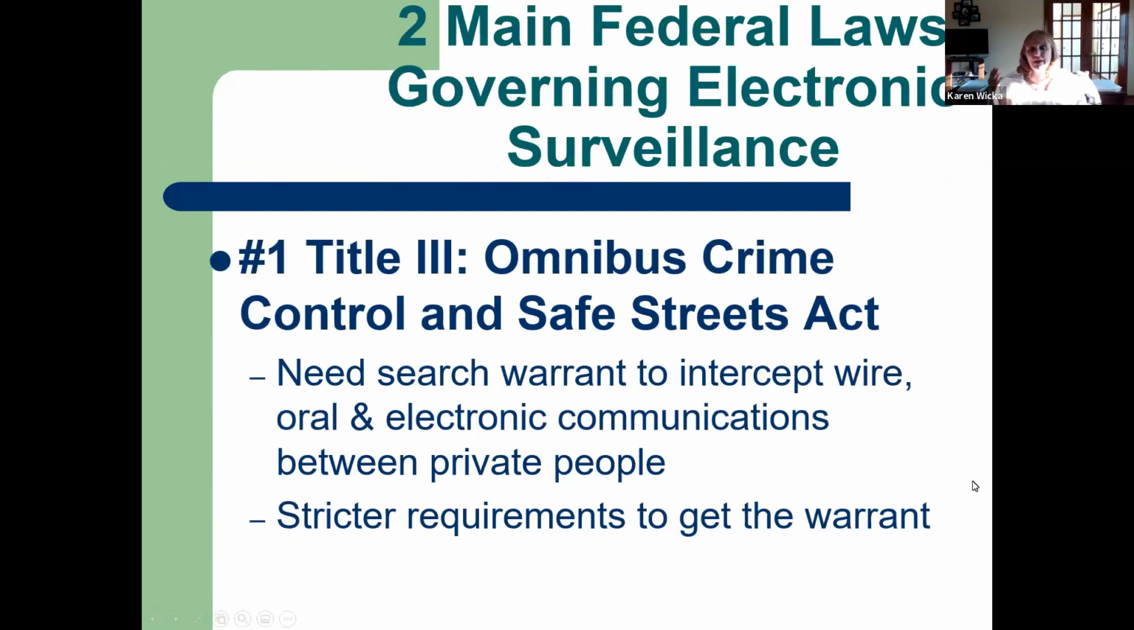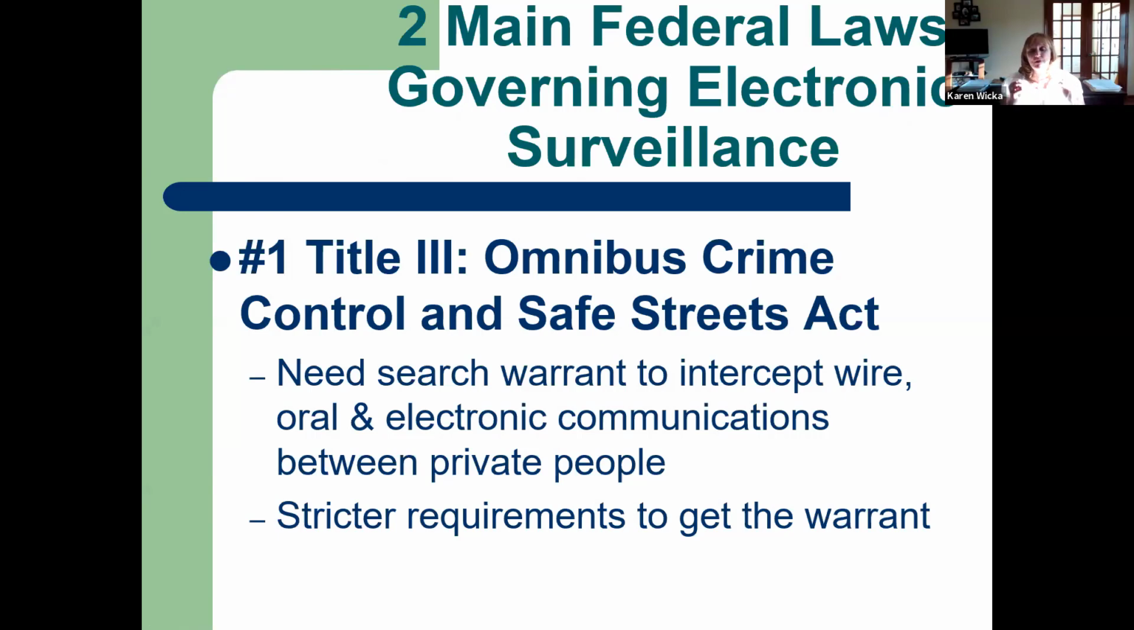We have two main federal laws that protect these. So these definitely get protection. We've already said conversations can be protected. And so there are two federal laws that specifically govern what the police can do while they're trying to conduct this electronic surveillance. So the first was the Omnibus Crime Control and Safe Streets Act. They said you need a warrant. So you cannot do any of these types of electronic surveillance unless you have a warrant.